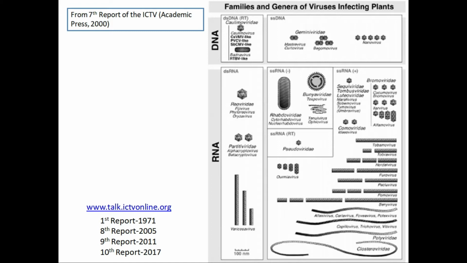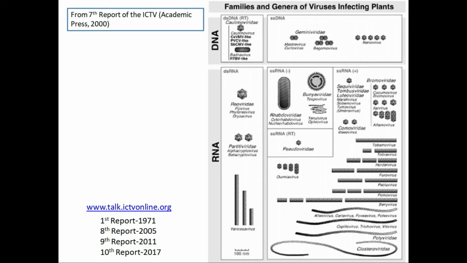giving reports periodically. Its first report was given in the year 1971. We know that ICTV was established in the year 1966, and it was renamed. In fact, the first name was International Committee on Nomenclature of Viruses. That was the name with which it was established in 1966. Later on, in 1973, its name was changed to ICTV, International Committee on Taxonomy of Viruses. So its first report was given in the year 1971, and the 10th report was in the year 2017.